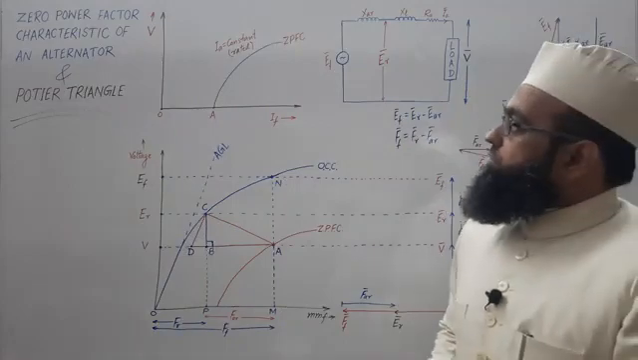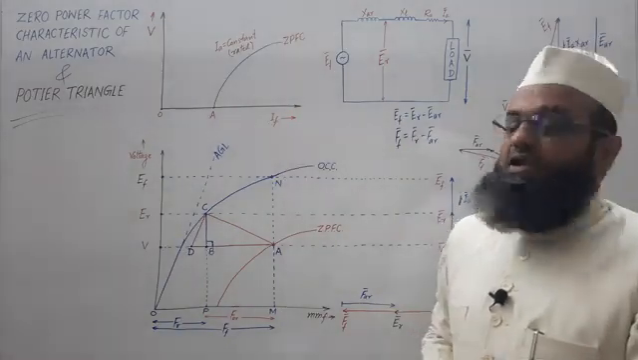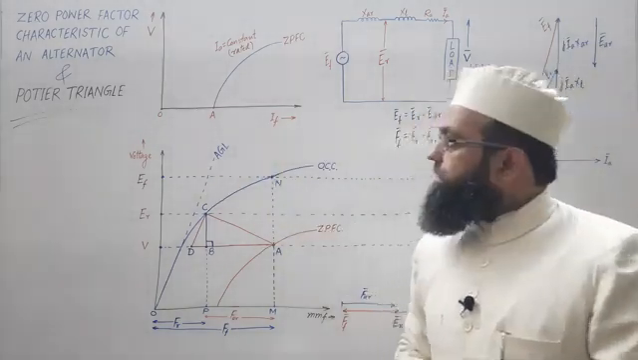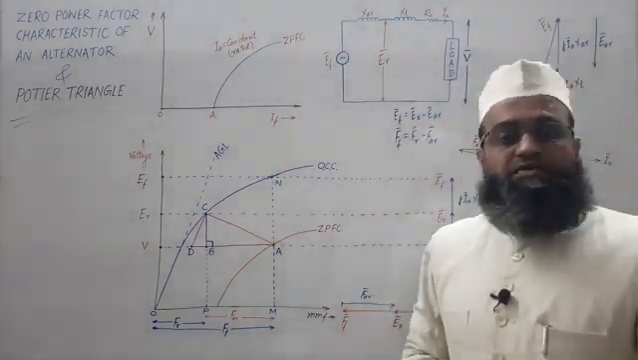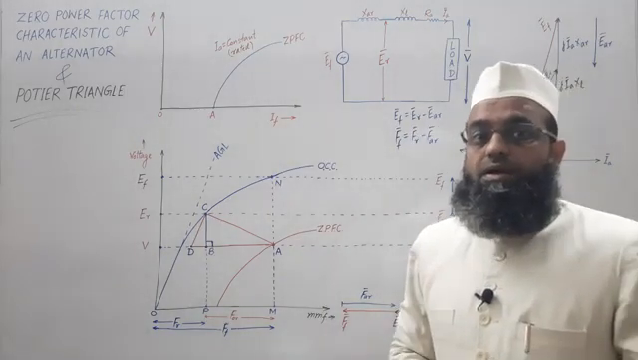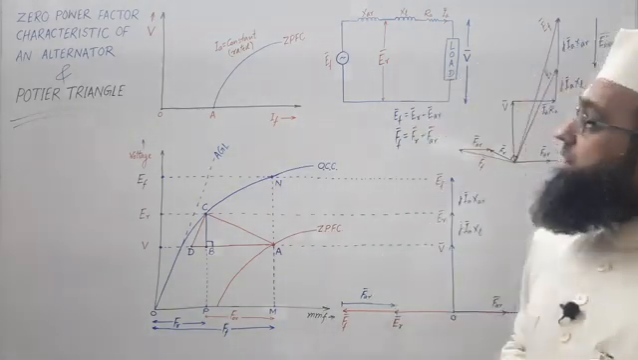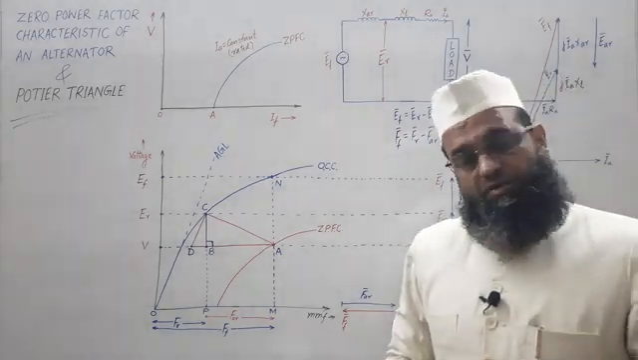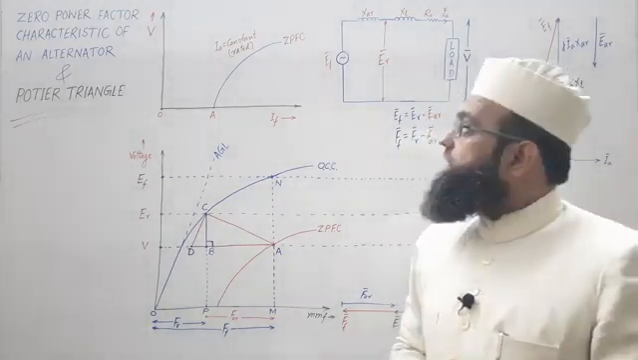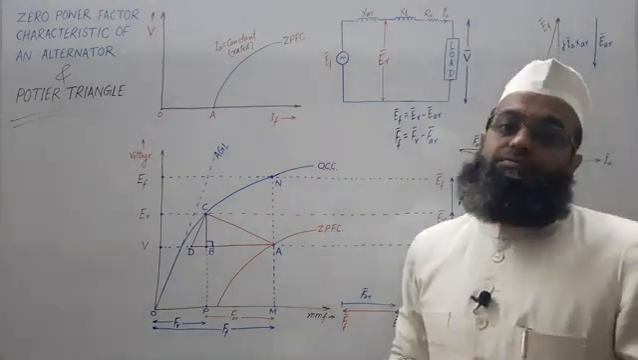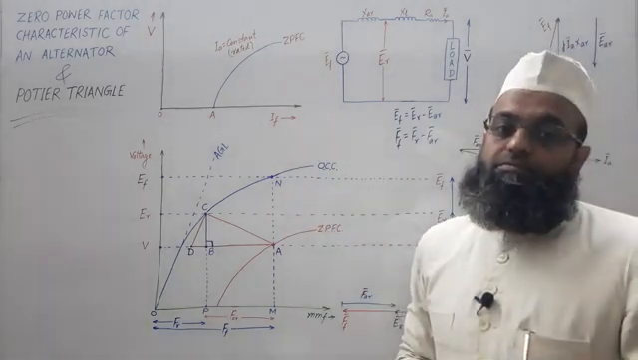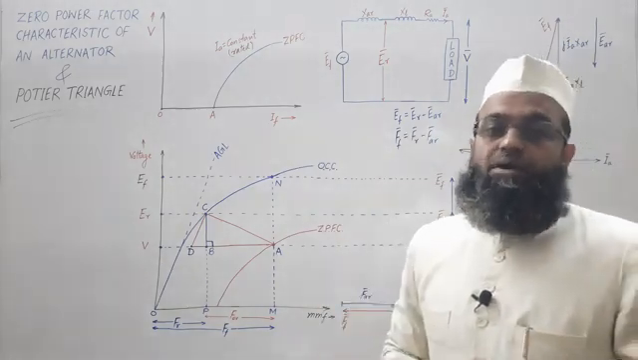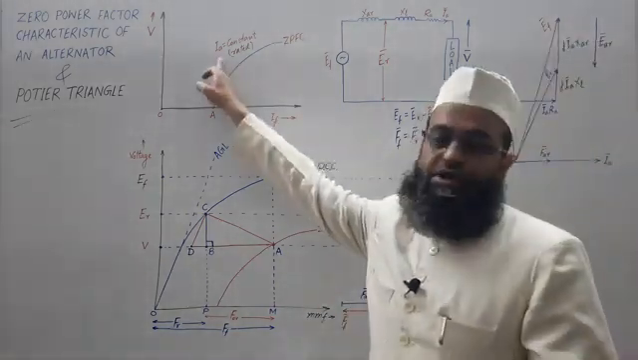So, how is this plot obtained, that is, variation of terminal voltage against field current. First run the alternator at synchronous speed, then connect a purely inductive load as far as possible to get the zero power factor condition, and adjust the field current to get rated armature current.